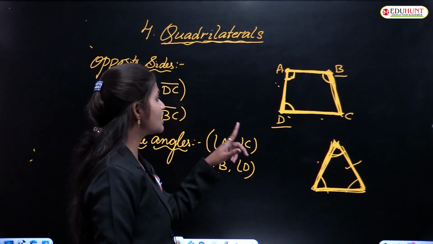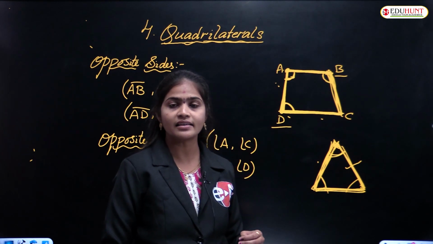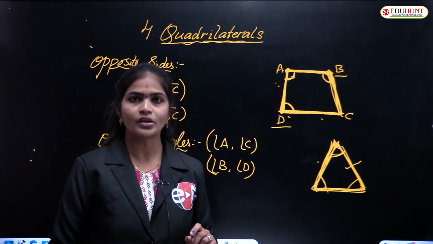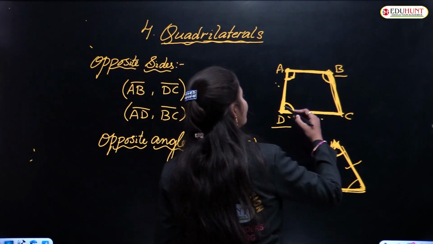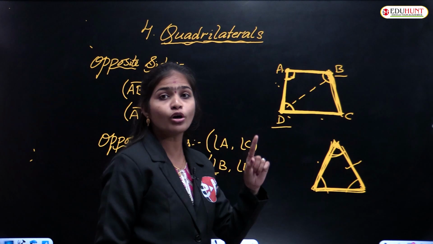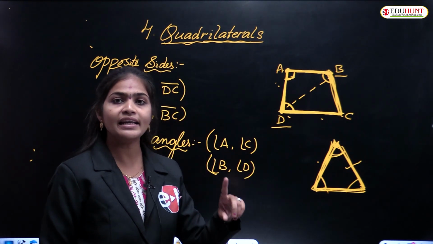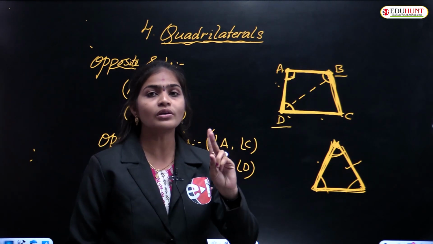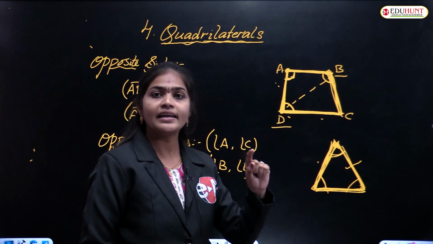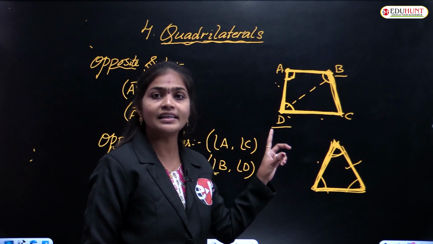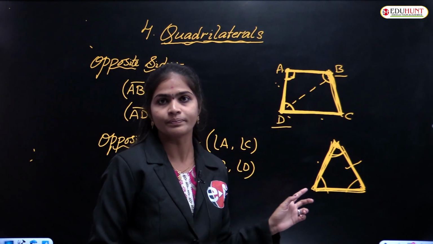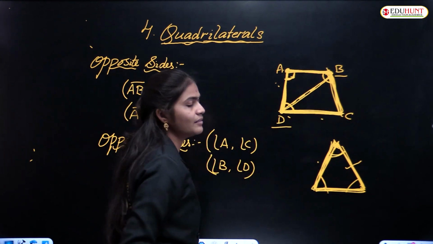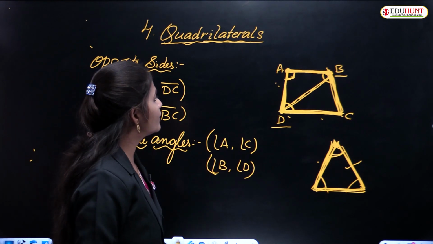How many pairs of opposite angles are there? Two pairs of opposite angles are there. How many diagonals are there in a quadrilateral? Two diagonals are there in a quadrilateral. Okay, and any one of the diagonals of a quadrilateral, we have two diagonals, no? Any one of the diagonals of a quadrilateral divides the given quadrilateral into two triangles. Okay, so here we can observe this is one triangle as well as this is another triangle. Okay children, so here we can observe two triangles.